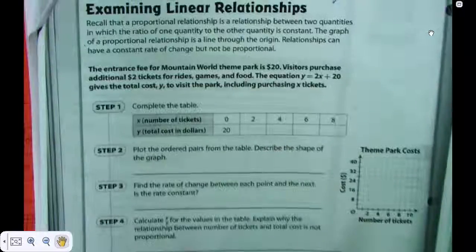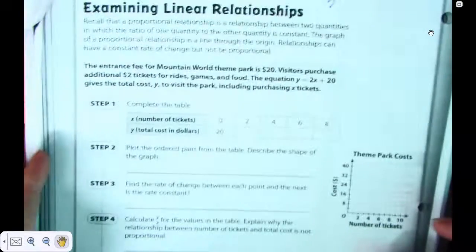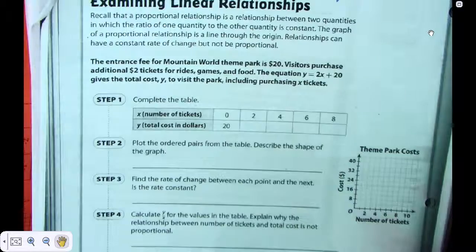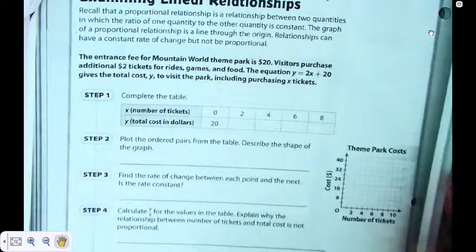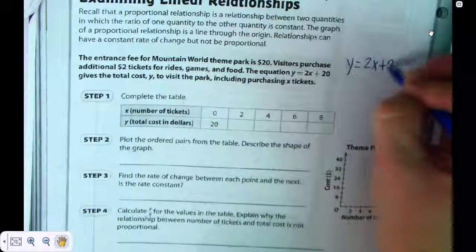Okay, so how much do you have to pay to get into the theme park? $20, regardless of purchasing tickets or not. How much are you going to pay for each ticket? For x tickets, yes. So if the equation is y equals 2x plus 20.